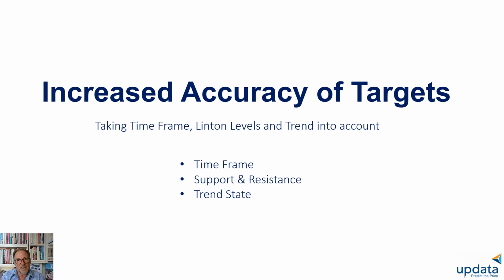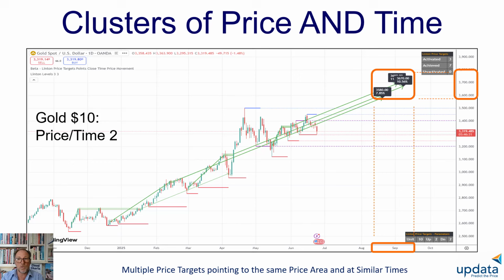So, increasing the accuracy of the targets. Time frame, support and resistance, and trend state are really important. Clusters. Remember I talked about clusters? Here you've got gold. This is a $10 chart of gold. These are all the targets that are on that $10 chart on the daily chart. There's the daily chart, and you can see here that all are clustering to around this level.